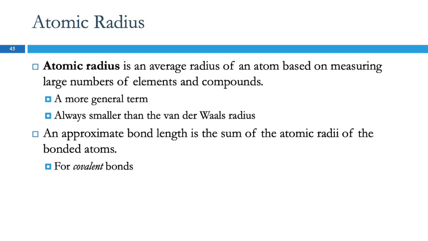So those are two different ways to measure the size of an atom. We're just going to refer to atomic radius as an average radius based on a whole bunch of different measurements, measuring the atom in different compounds and different elements in different forms. So this is a more general term. And for covalent bonds, we can approximate the length of a covalent bond as the sum of the atomic radii of the two bonded atoms.